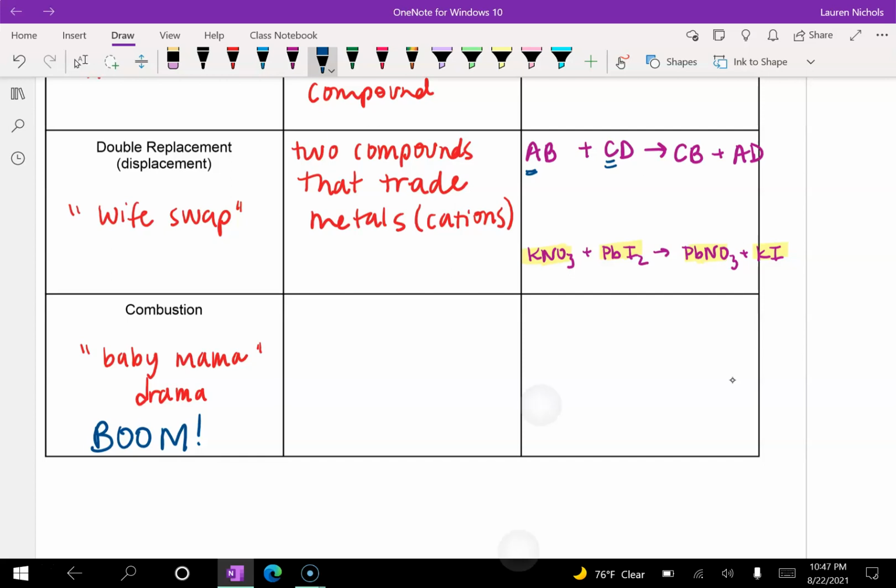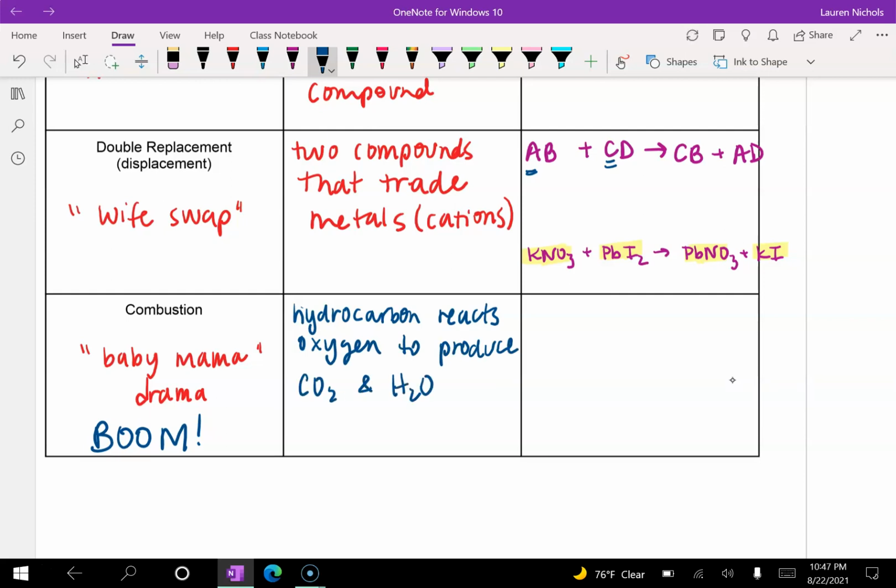So a combustion reaction is a reaction with a hydrocarbon and oxygen. So hydrocarbon reacts with oxygen to produce carbon dioxide and water. Okay, so in this type of reaction, you would have, for example, CXHY, and it combines with oxygen gas, O2, and it will always form carbon dioxide gas plus water. This is all that it does.